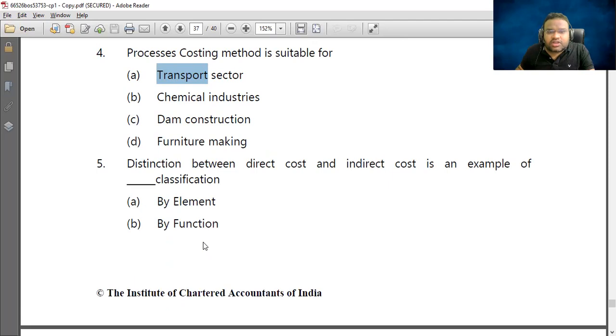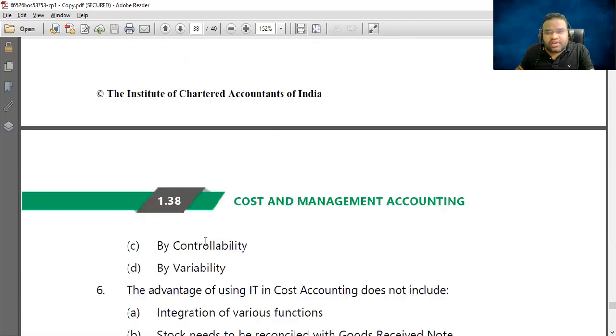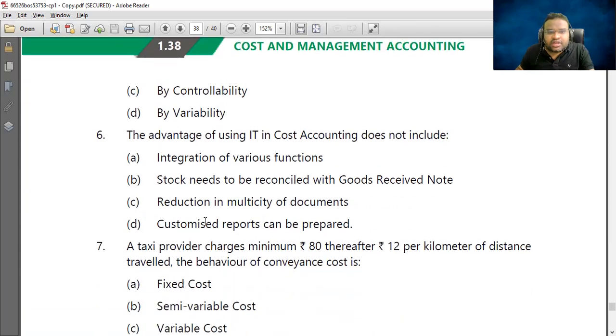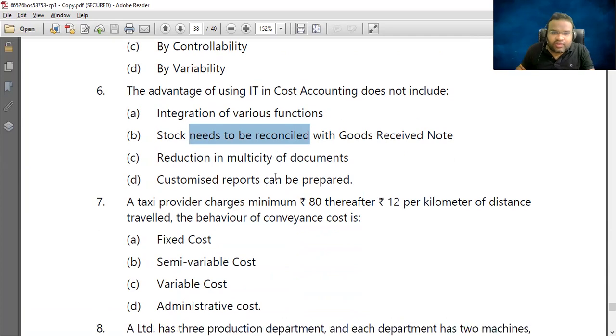Distinction between direct cost and indirect cost, an example of this, we will discuss once you are complete with the cost concept, and you can understand it. Advantage of using IT: use of IT in cost accounting does not include integration of various functions as an advantage. Reduction in multiplicity of documents is an advantage. Customized reports can be prepared is an advantage. Stocks need to be reconciled with the goods received note. That is not an advantage, we need to do that manually.